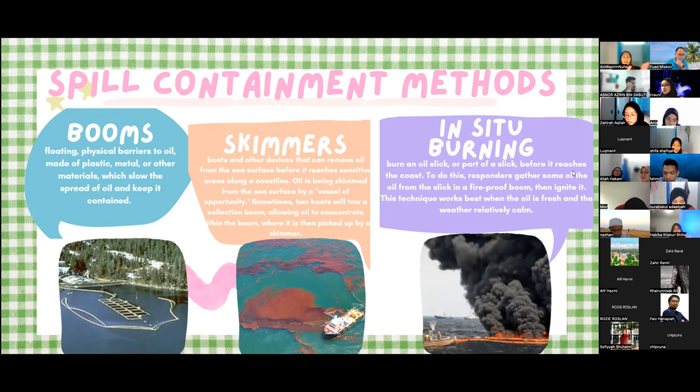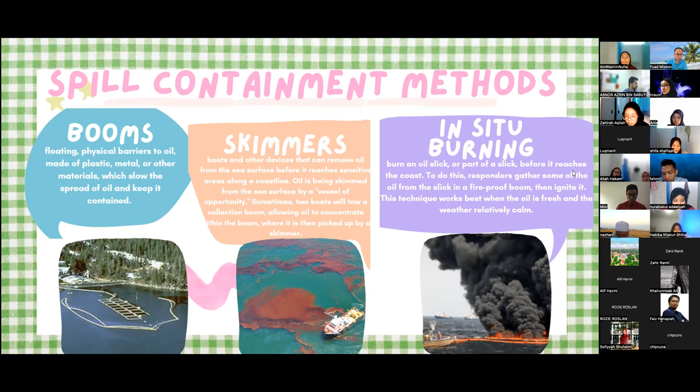There are also many types of booms, for example, diaper-like material booms that trap the oil spill. So it's like the diaper that babies use, but it is to absorb the oil. Alright, next is skimmers. Skimmers are boats and other devices that can remove oil from the sea surface before it reaches sensitive areas along the coastline. So oil is being skimmed from the sea surface by a vessel of opportunity. And sometimes two boats will tow a collection boom, allowing oil to concentrate within the boom where it is picked up by a skimmer. So a simple way to see it is it functions like a vacuum cleaner to suck oil out of the water.